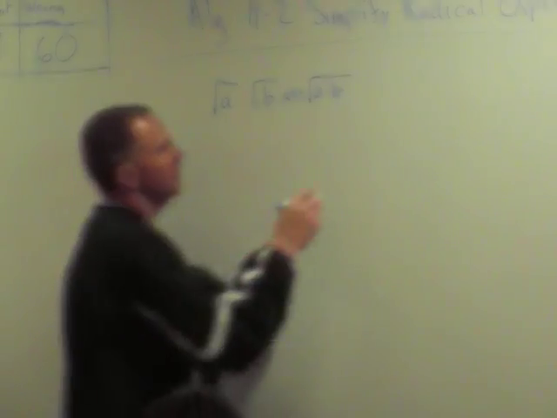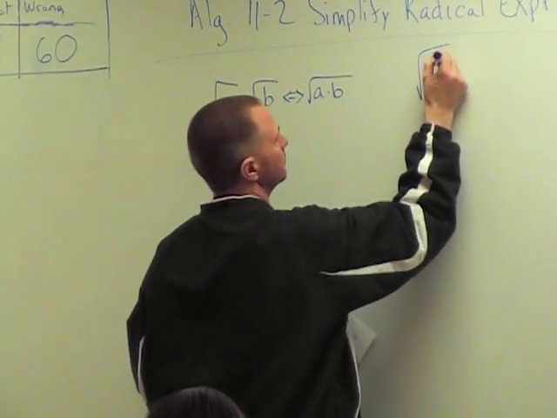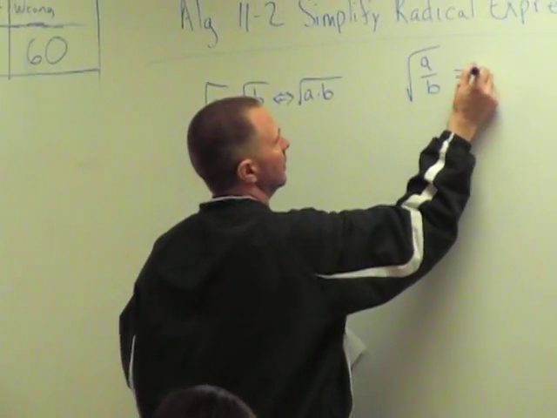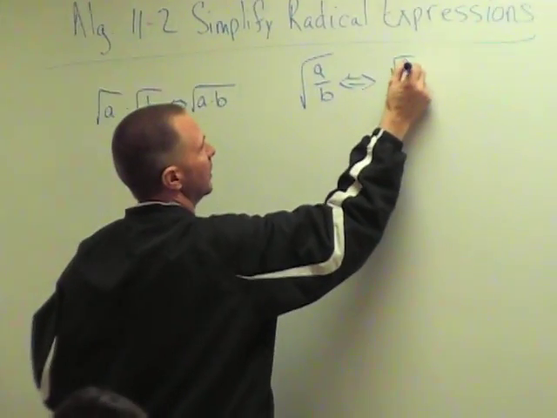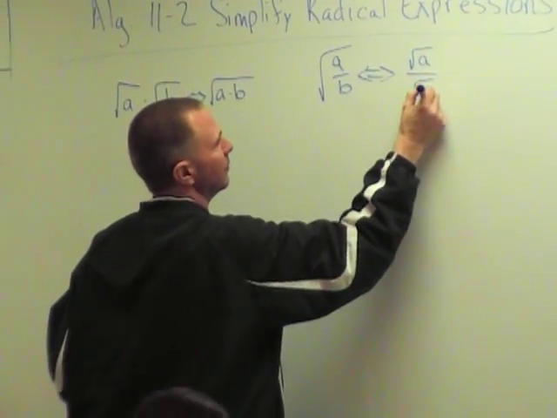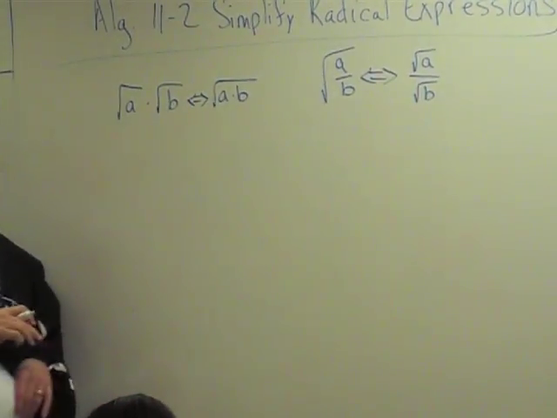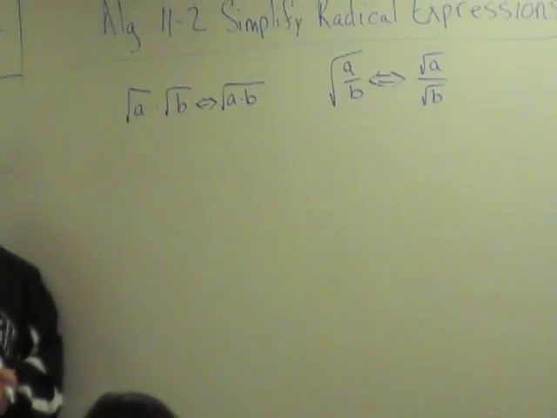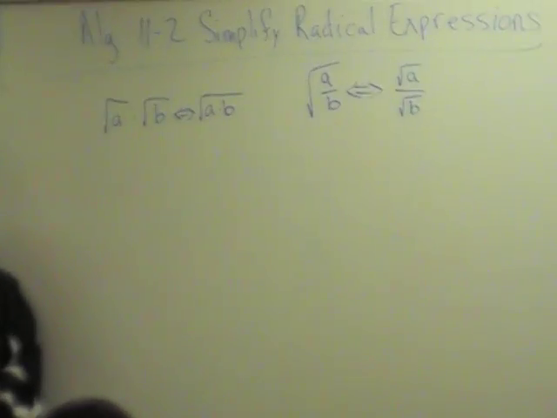The other rule is if you have division, then you can separate the fraction into two different radicals, and vice versa. You can put them together. Okay.